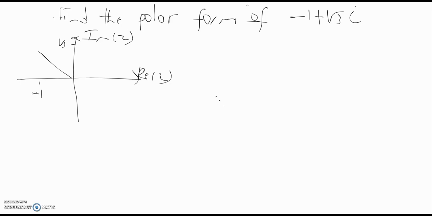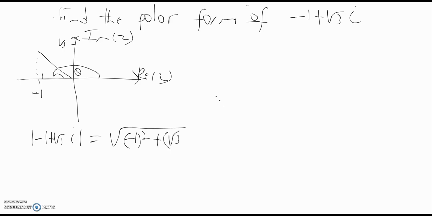Let me complete my right angle triangle. Bear in mind that the argument is measured away from the positive real axis. I'm going to have theta here, and here I can put alpha. We could go for the modulus first. The modulus of -1 plus root 3i is equal to the square root of the real part squared, that's -1 squared, plus the imaginary part, which is root 3 squared. This boils down to the square root of 4, which is equal to 2.